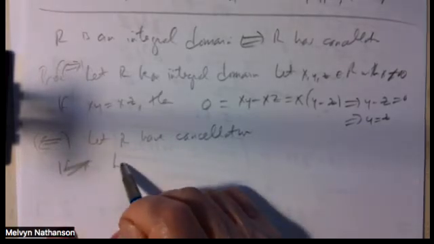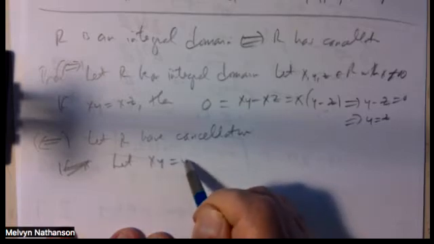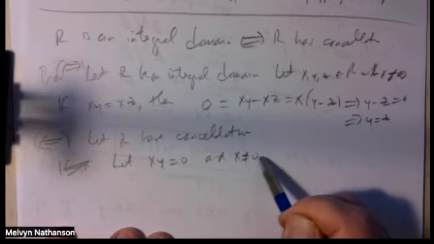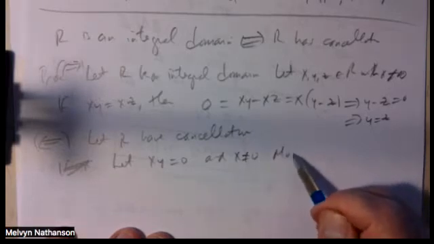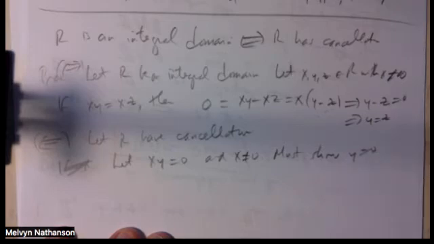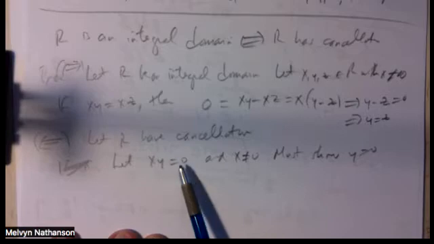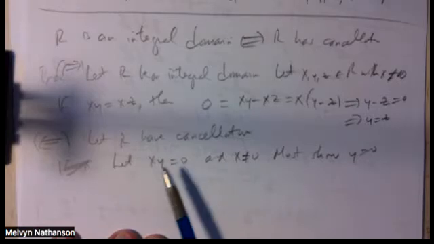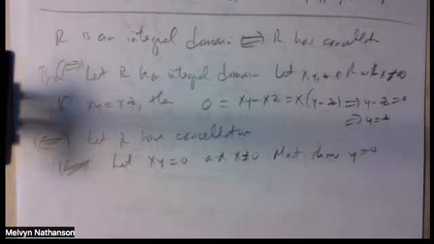Suppose we have XY equals 0 and X is not 0. Then we have to show Y is 0. Right? We have to show that a product of two elements is 0 if and only if at least one of them is 0. So with XY equals 0, if X is 0, we're done. But if X is not 0, then you have to show Y is 0.